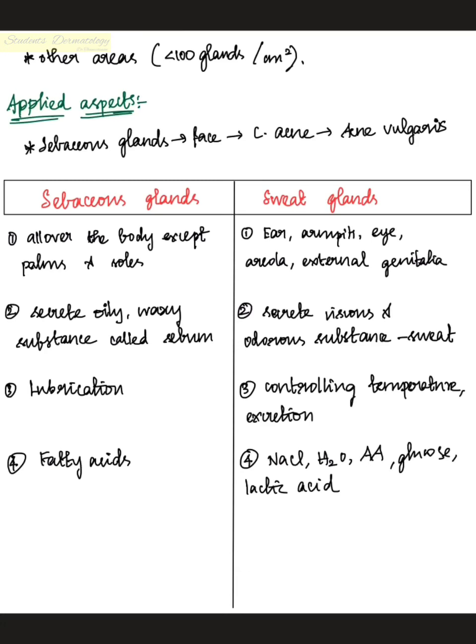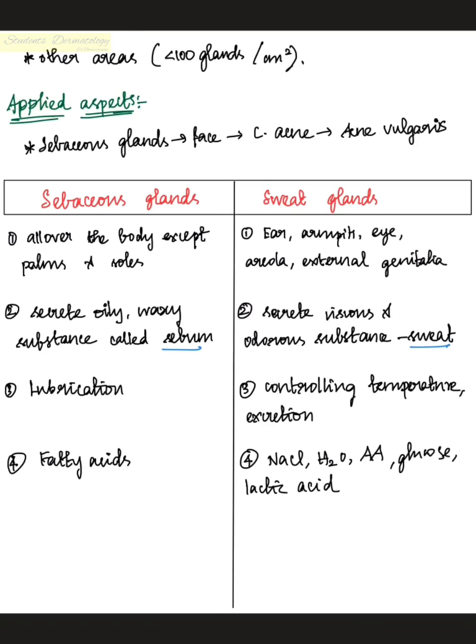Some differences between sebaceous glands and sweat glands. As we know, sebaceous glands secrete an oily substance called sebum, whereas sweat glands secrete a viscous and odorous substance called sweat. Sebaceous glands are present all over the body except palms and soles, whereas sweat glands are more numerous on the ear, armpit, eyes, external genitalia and areola.